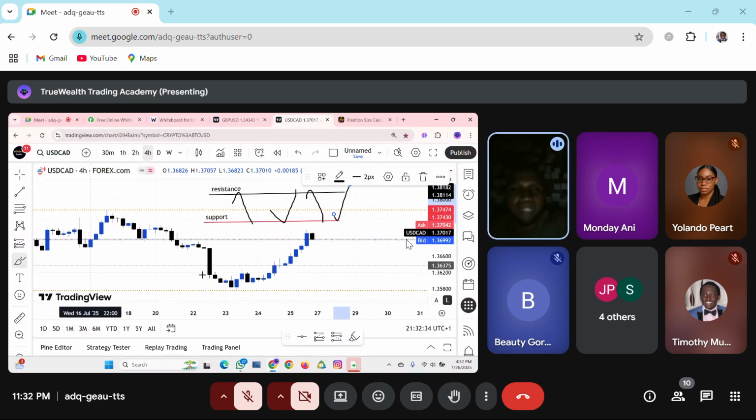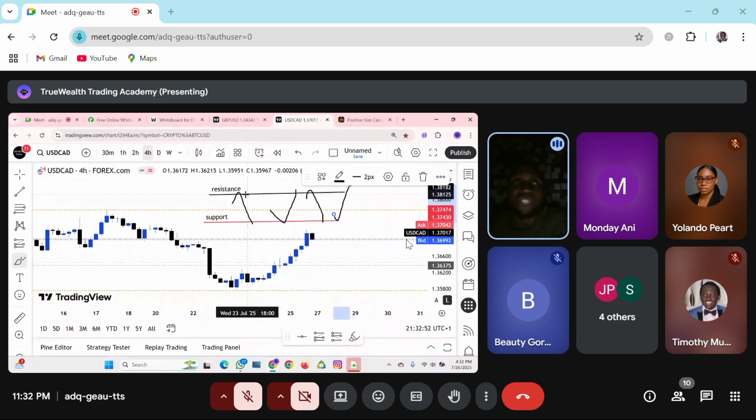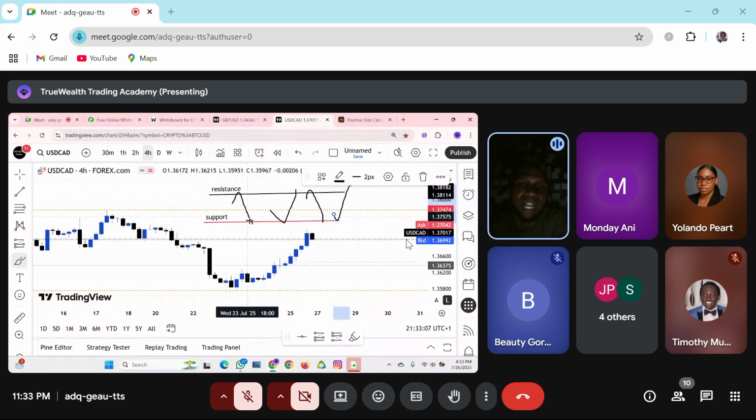Now this is where the big banks play. These things you are seeing is what the ICT students call order block. And this is what we call supply and demand. Resistance is your ceiling trying to push price down, which is known as selling. Why support is known as buying. Look at here, we sold down, we bought up, sold down, bought up.